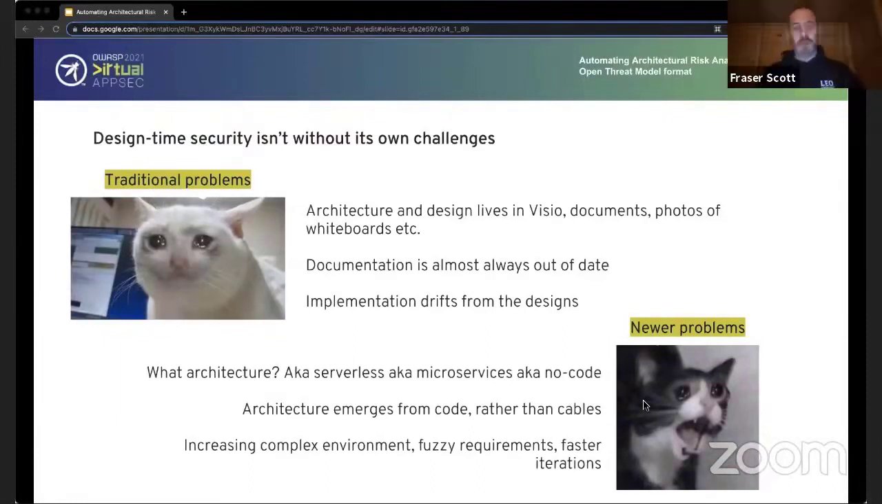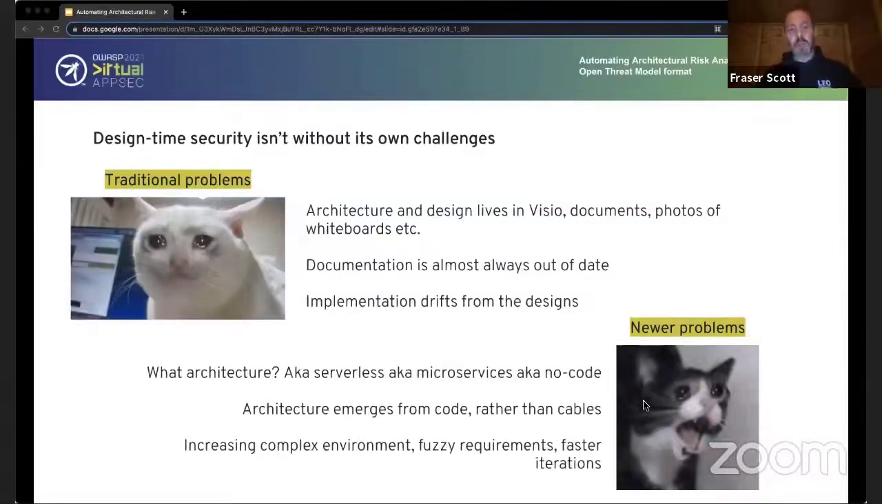Very traditional ones. So architecture lives outside of the code. It's a Visio diagram or something like that, or it's a Confluence page. There are other collaboration tools out there. It's typically always out of date. Almost the minute someone starts implementing something, the original design, the original architecture is pretty much out of date, and so the implementation drifts over time.